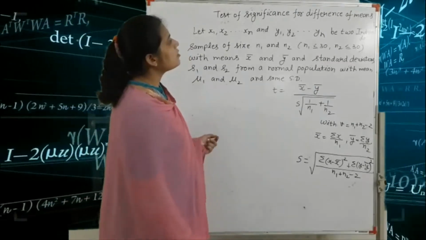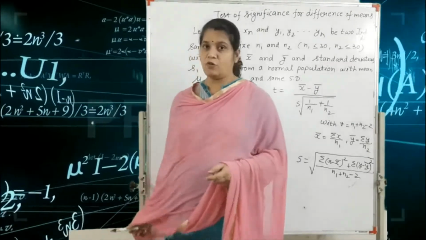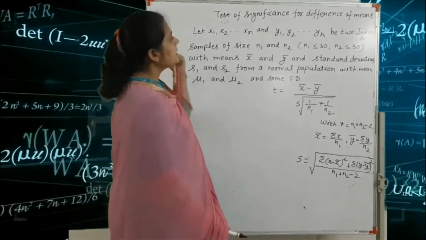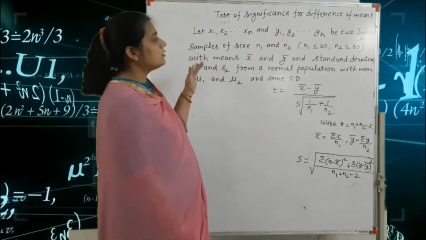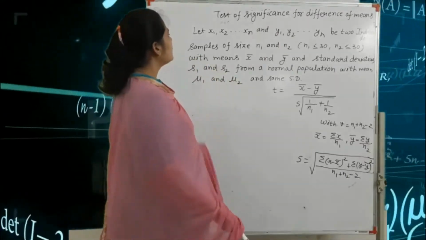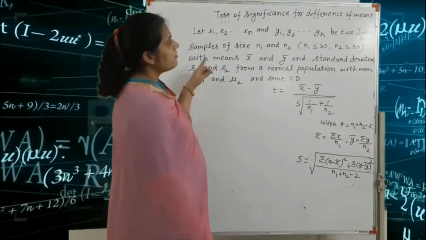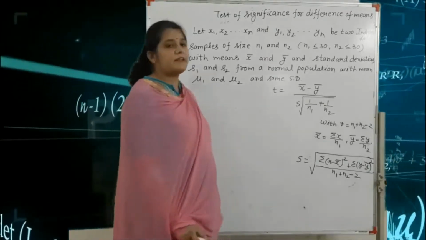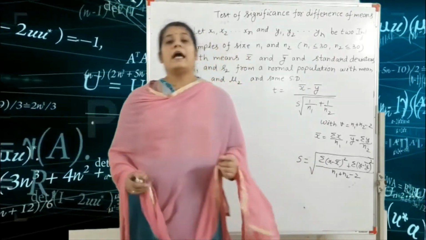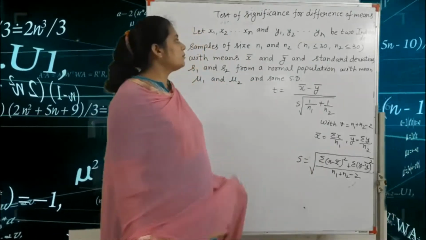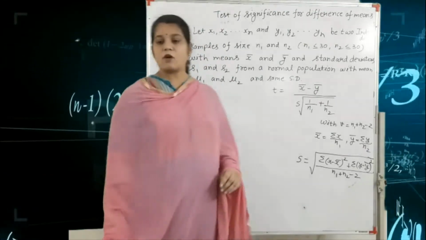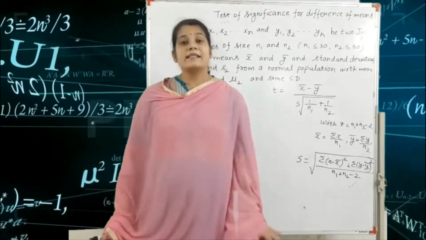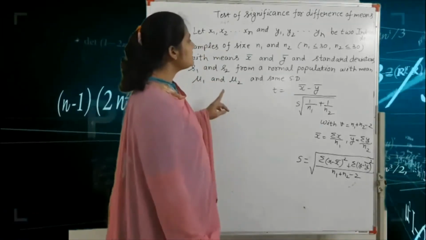The type is the test of significance for differences of means. In the previous lecture we saw only one mean given, but in this type of question we are given more than one mean. Let x1, x2 up to xn and y1, y2 up to yn be two independent samples of size n1 and n2, where n1 and n2 are both less than or equal to 30, with means x bar and y bar.